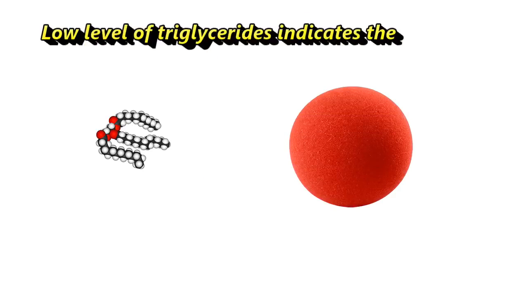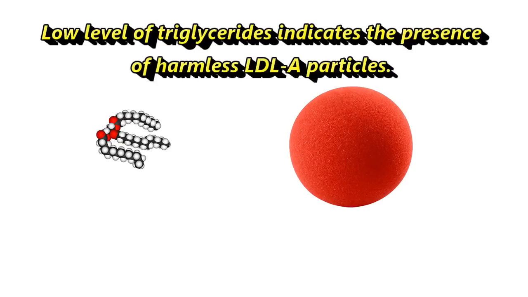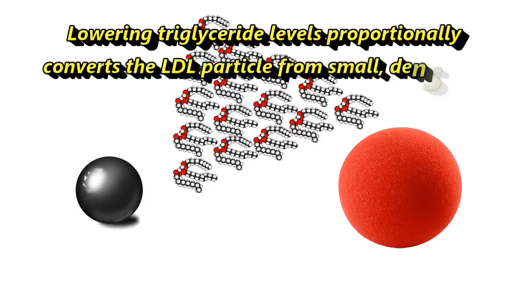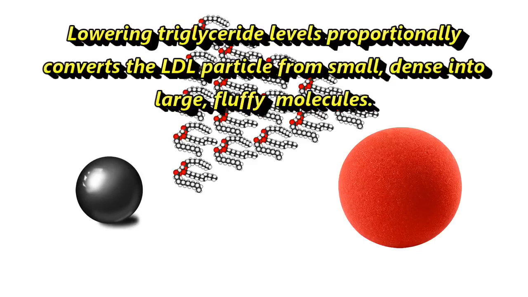Low level of triglycerides indicates the presence of harmless LDL-A particles. Usually the elevated triglyceride is due to high VLDL. Lowering triglyceride levels proportionally converts the LDL particles from small dense into large fluffy molecules.